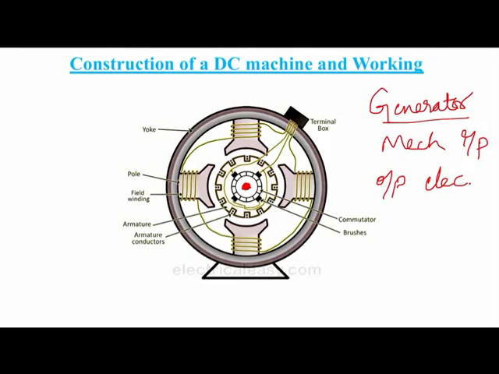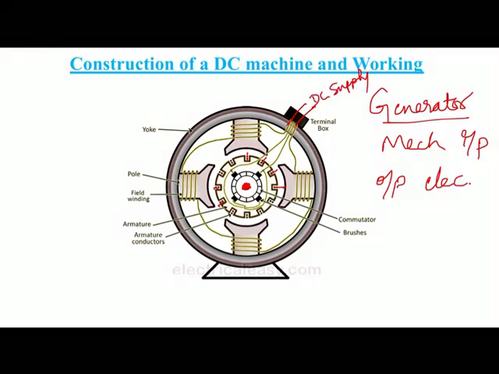So when the armature rotates, the conductors present in these slots are also in motion, right? Now we need to apply a separate DC supply for the field windings to create the magnetic field. So in these poles the magnetic field will be produced when we apply the DC supply.